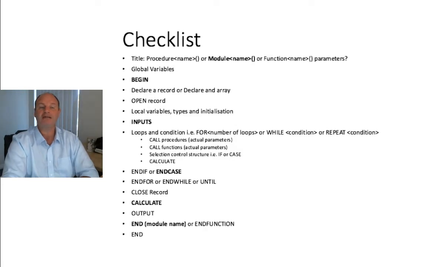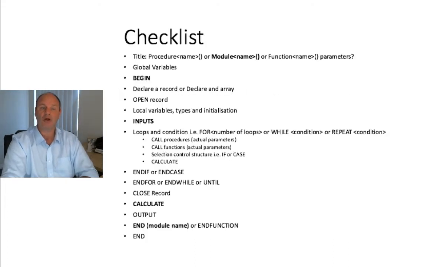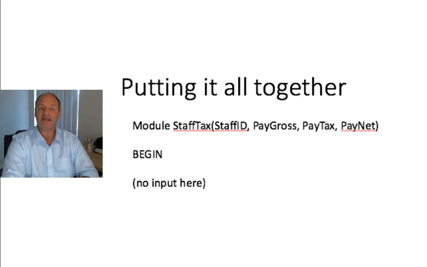Back to the checklist, and we can see that the next thing we put in is the word BEGIN in capital letters, as you can see here. Okay, so onto the inputs. The pay gross is the input that is needed to do the calculations, but as I said earlier, this value has already been entered into the program from the main menu and been sent to this submodule, so we do not need to enter it again.